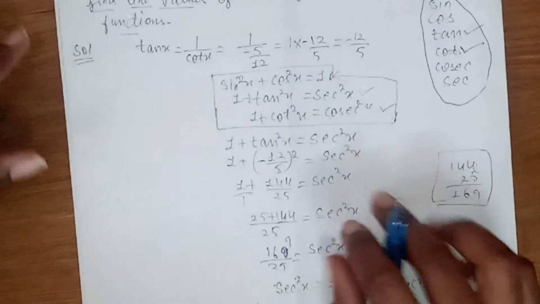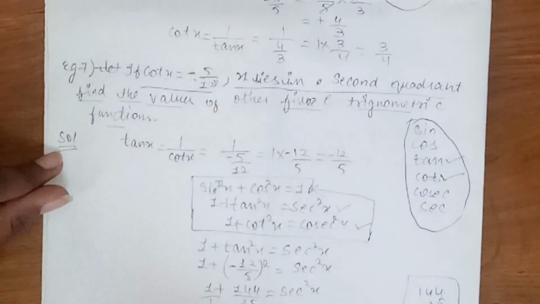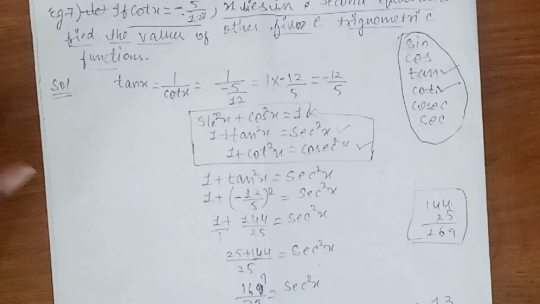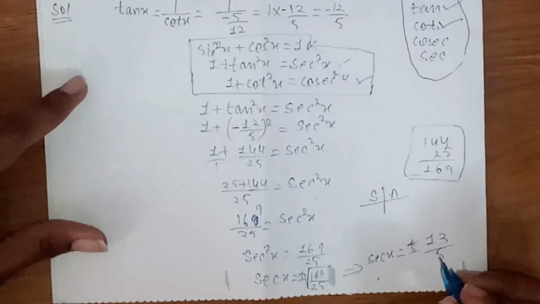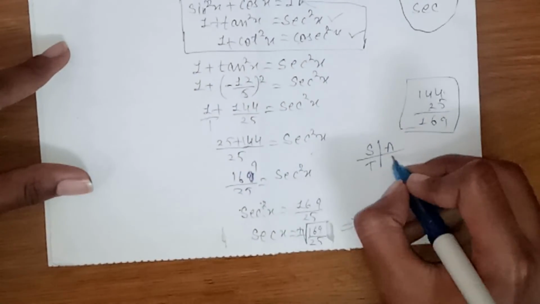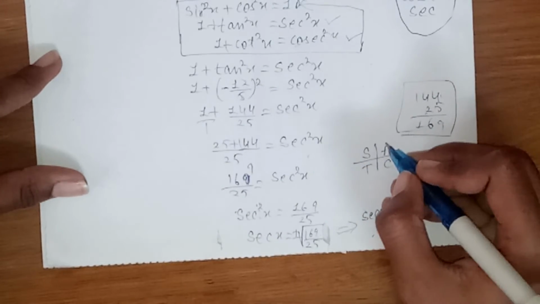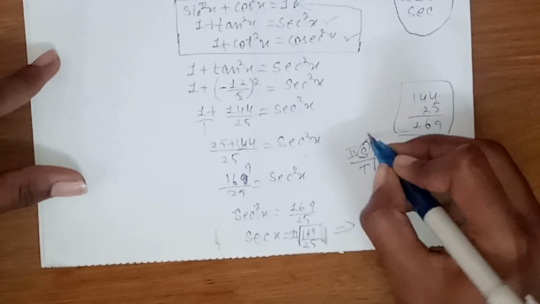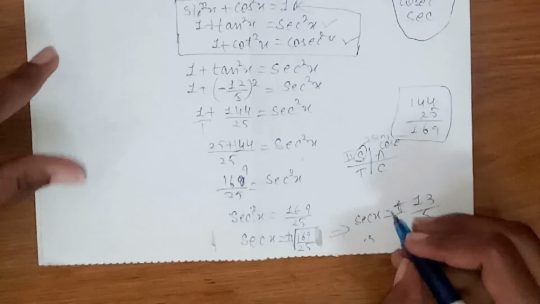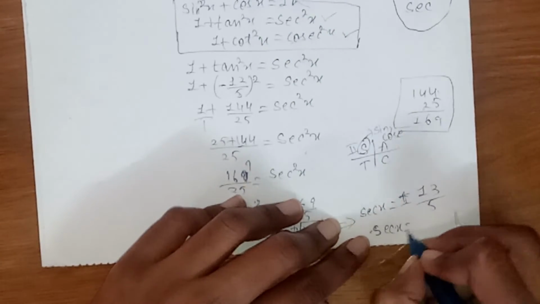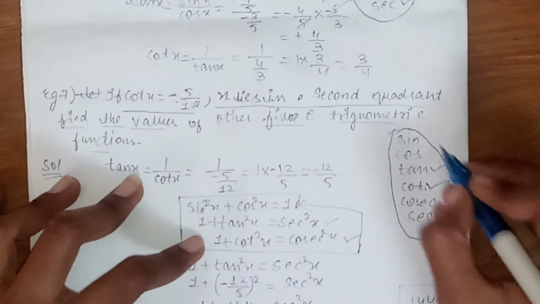So we need to know whether the value of secant x is plus 13 by 5 or minus 13 by 5. For that, the question has said that x lies in the second quadrant. Second quadrant means, all silver teacups, only sine and cosecant are positive, all others are negative. So secant x value will be minus 13 by 5.